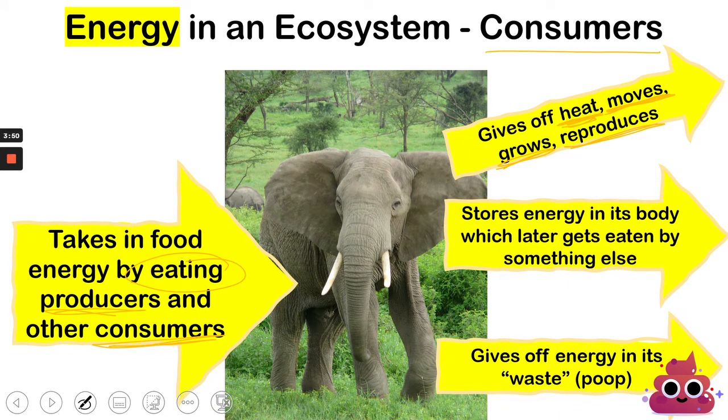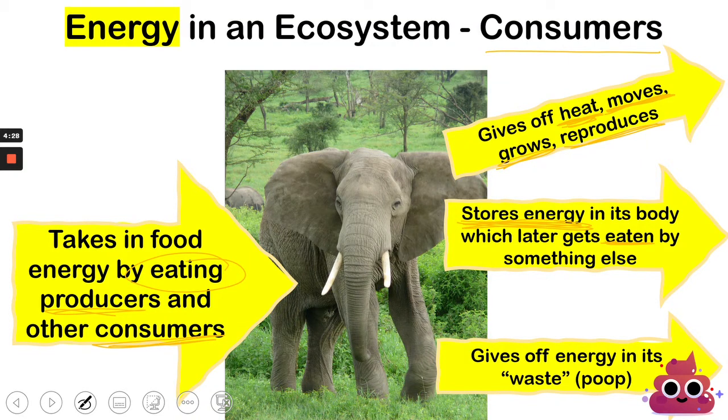So like this elephant, it's taking energy just to move its body around. It's creating heat energy. It's growing. Even if you're not growing bigger, your body's constantly replacing its cells. So as the elephant's cells grow old and need to be replaced, it's using energy to grow new cells. And then when it has little baby elephants, it's using energy to reproduce. The elephant then stores this energy. Some of it gets stored in its body, so its body also contains energy. So later, when it gets eaten by something else, that other thing will get the energy it's stored.